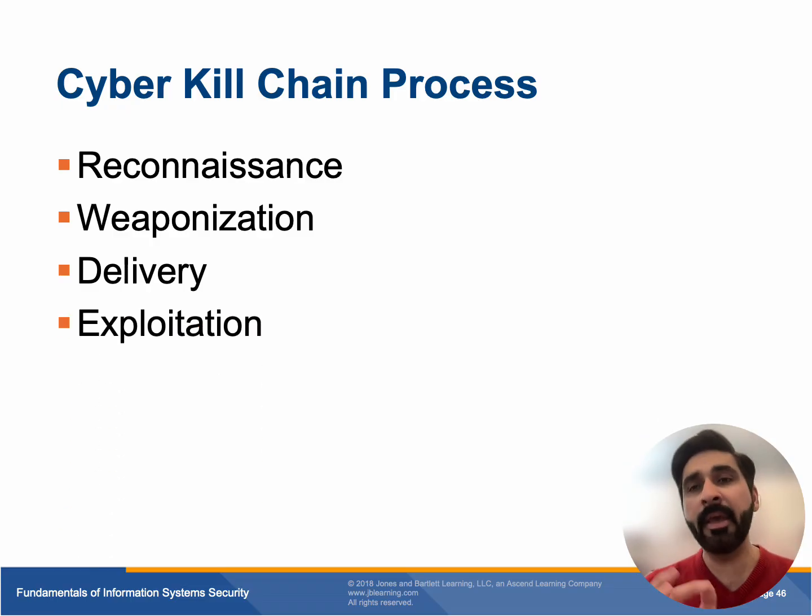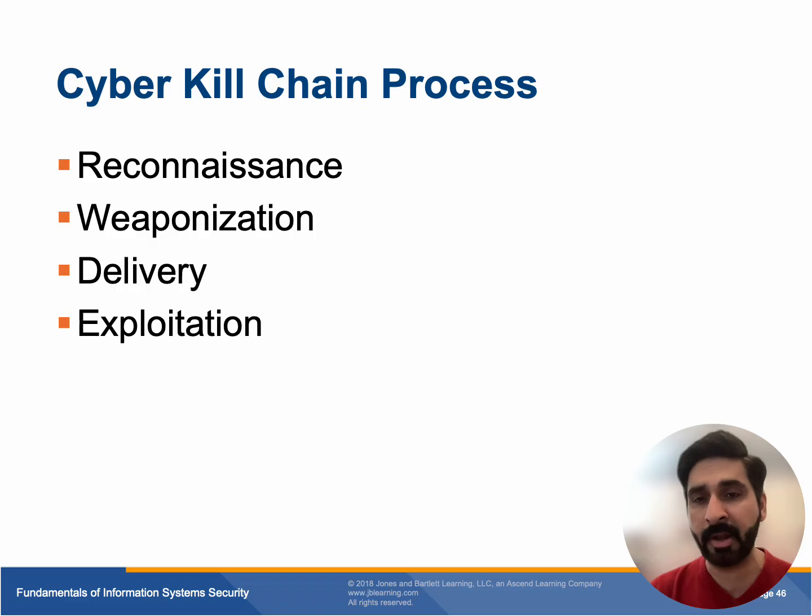The fourth step is exploitation. That's a very important step. Now, the malware or the payload has been delivered. We're assuming that it got delivered on the target system. So what is that malware going to do? Again, there are a bunch of ways to do it. We can wait for the user to trigger it. Once the malware gets triggered, it will start exploiting the vulnerability.